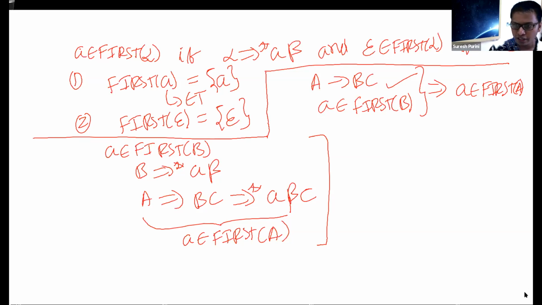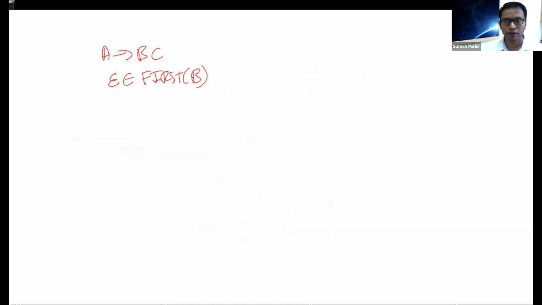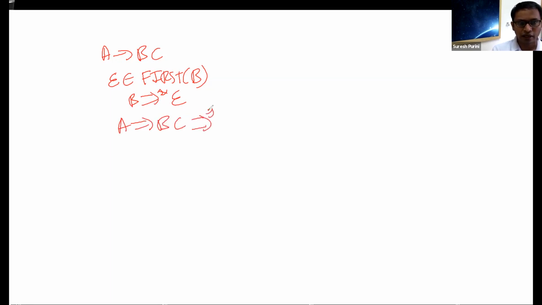So now let's look at the second case. The second case is we still have the substitution rule A goes to BC, and what we have is epsilon belongs to first of B. So what it means is from B in 0 or more steps we can generate epsilon. So that means we can have this derivation A goes to BC, and in 0 or more steps we can arrive at C.